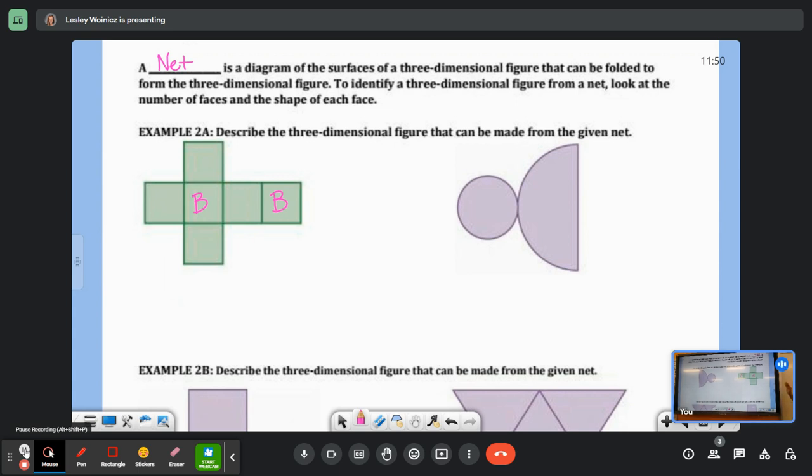Okay. What do you notice about all of my faces? Yeah, they're all the same. So which is our solid that has 6 congruent faces? It's a special type of rectangular prism. Okay, it's a cube. This is a cube. A cube has 6 congruent faces.